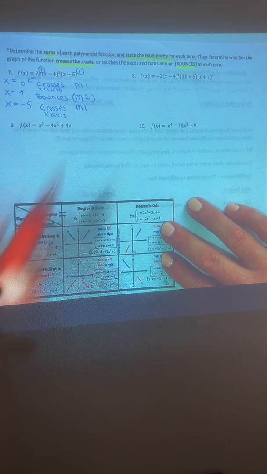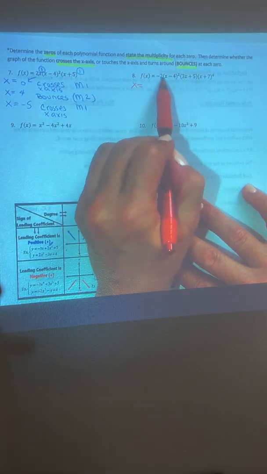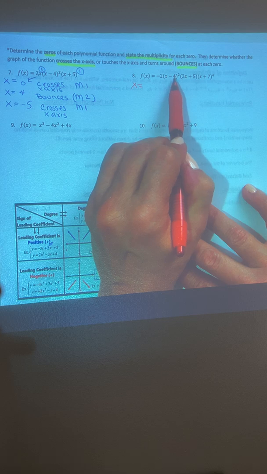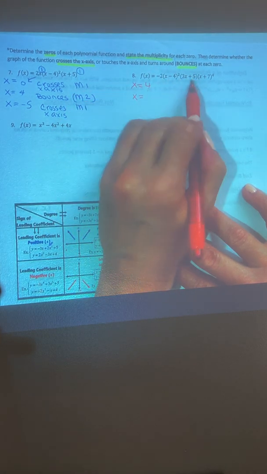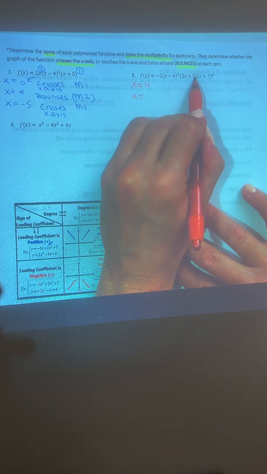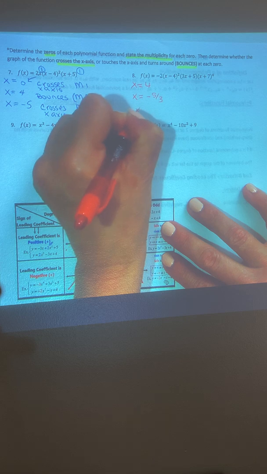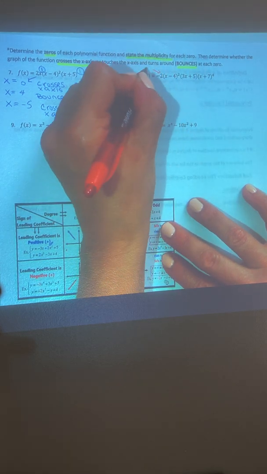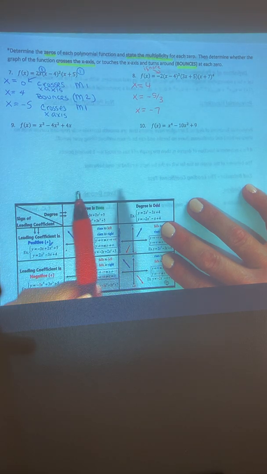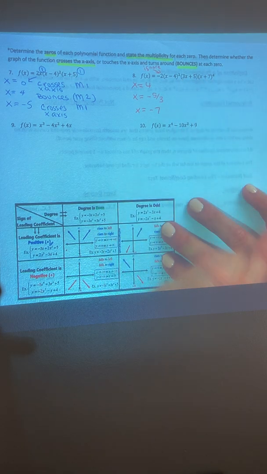All right, first thing we're doing is determining our x's. Remember, if it's a number, you ignore it. So x equals positive 4, x equals negative 5/3, x equals negative 7. We ignore that. Okay, positive 4, negative 5/3, negative 7.